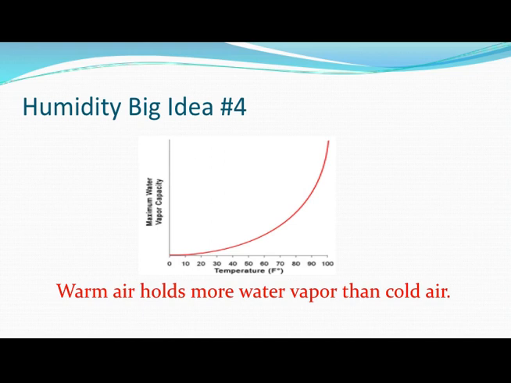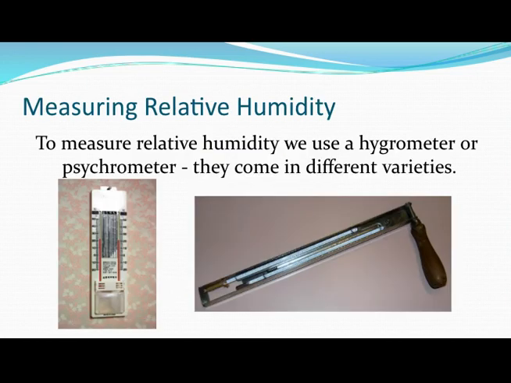4 big ideas. We're good so far? Okay. Last thing I'm going to talk about before we get working on our assignment. We have to be able to measure relative humidity. So we measure relative humidity using something called a hygrometer or a psychrometer. There's a ton of different varieties of them that exist out there. This is one example, okay?